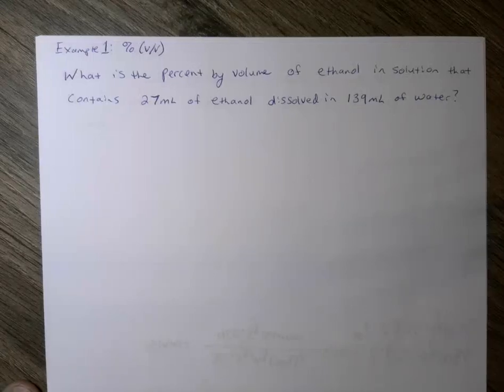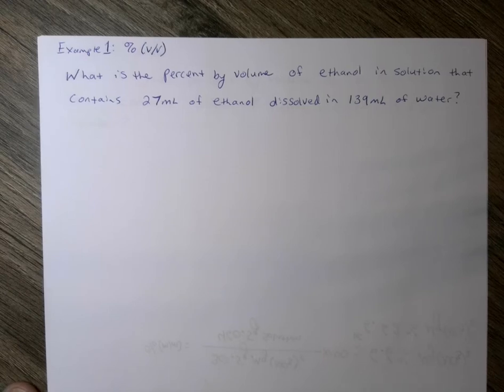All right, so this video is going to go over 3 short examples of calculating percent by volume, or percent volume over volume, of solutions when we're talking about the concentration of a solution. So example 1 says, what is the percent by volume of ethanol in a solution that contains 27 milliliters of ethanol dissolved in 139 milliliters of water?